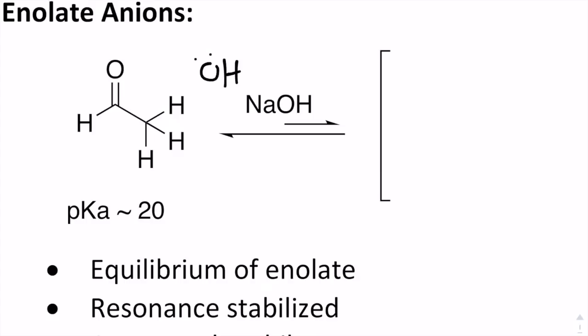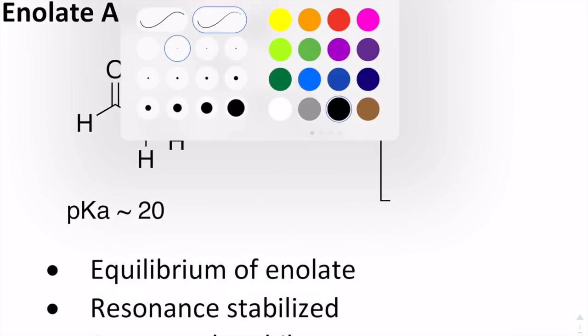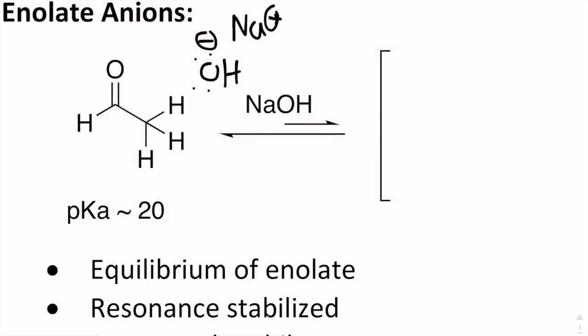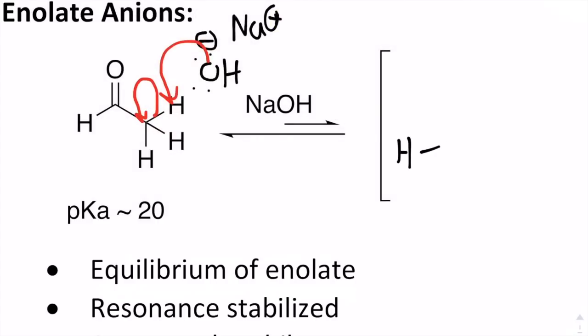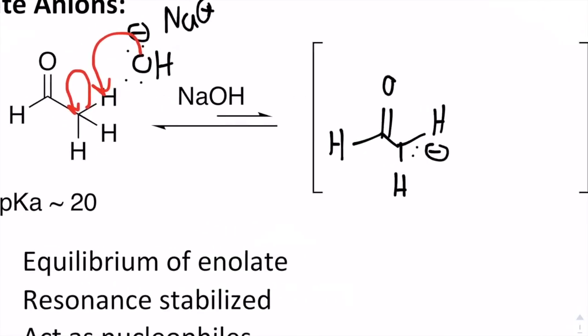If I had my hydroxide, which is negative, with the associated sodium hanging out, the mechanistic arrows in red show that the oxygen is going to take a hydrogen off of the alpha position, and then donate that electron density as a lone pair onto that alpha carbon. So the product of that step would be something that looks like this. And I'll just draw in the hydrogens for your reference.